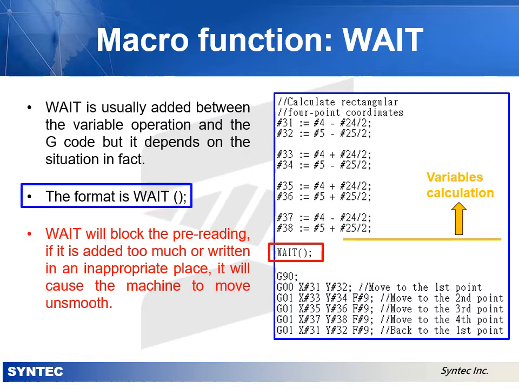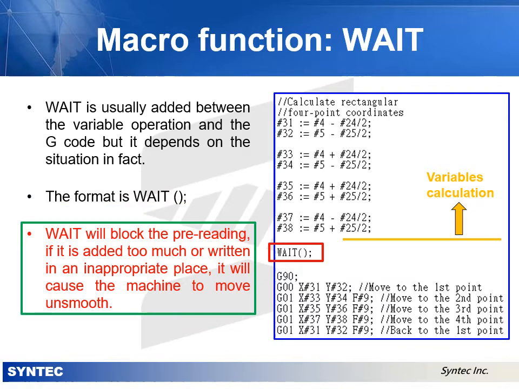Just input a wait followed by brackets, and also have a semicolon at the end. Wait will block the pre-reading. The user must understand that if it is added too much or written in an inappropriate place, it will cause the machine to move unsmoothly.